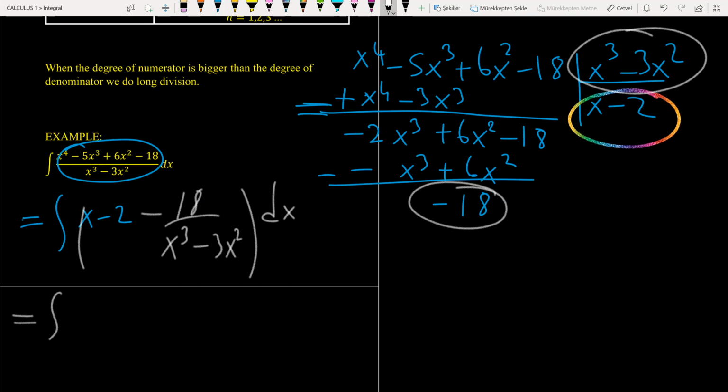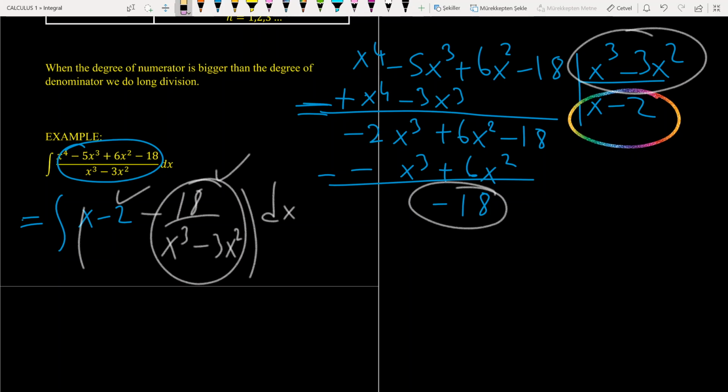So what is the result? As you see, it's very easy to integrate the first one. What about the second one? As you see, the degree of numerator is smaller than the degree of denominator in the second expression, so we have to focus on the second expression. Actually, we have to find the decomposition for the function.